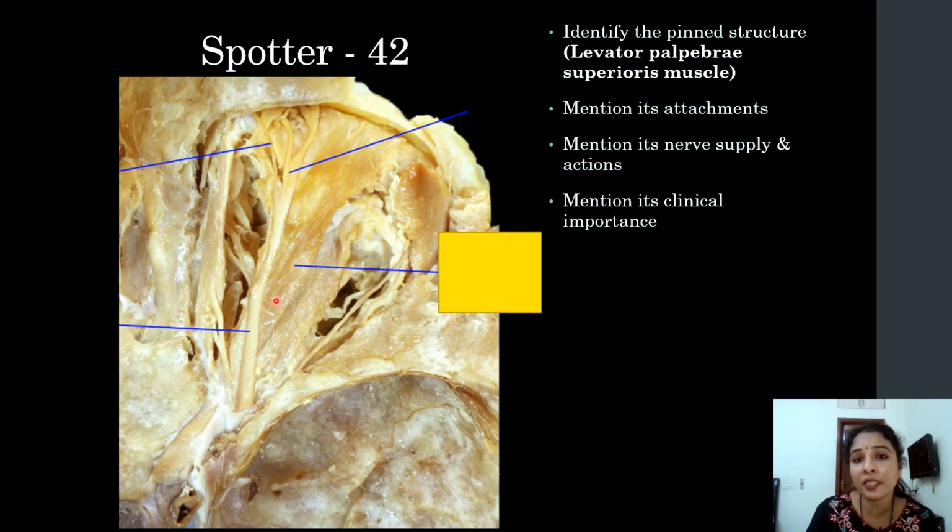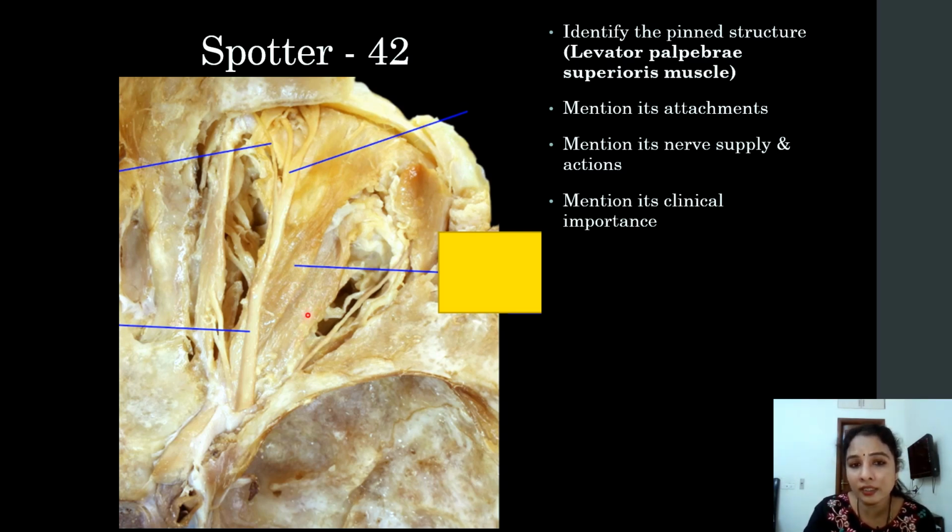The nerve supply of levator palpebrae superioris is by the oculomotor nerve. And for clinical importance, it helps in the elevation of the upper eyelid. It nowhere acts over the eyeball. It helps in the elevation of the upper eyelid. So in Horner syndrome or damage to the oculomotor nerve, there will be drooping of the upper eyelid because of affecting the levator palpebrae superioris muscle.